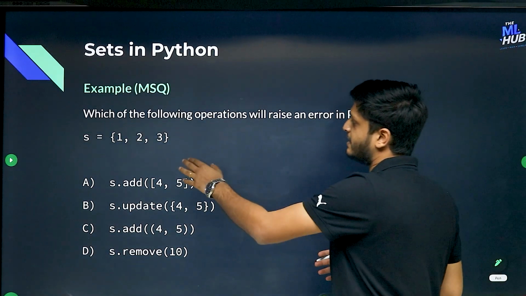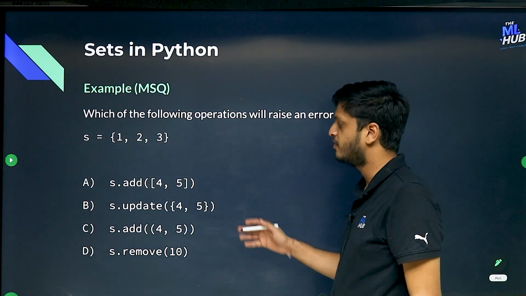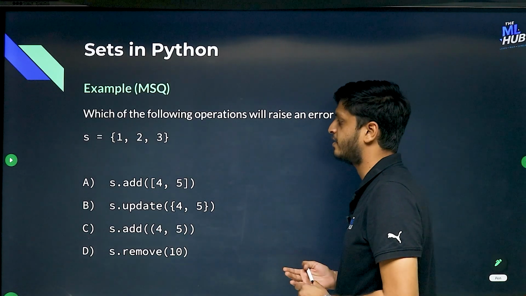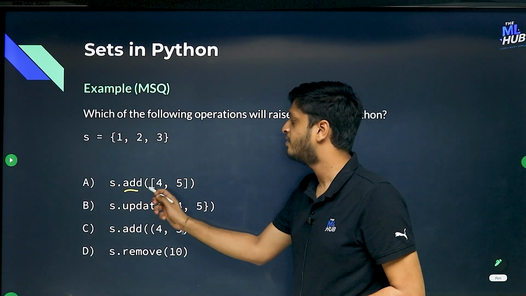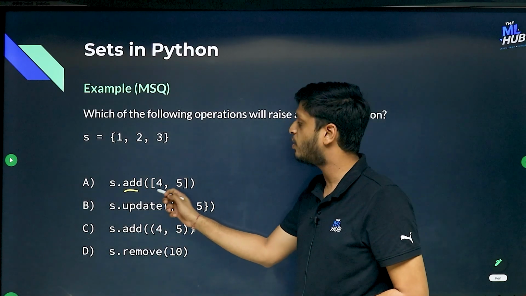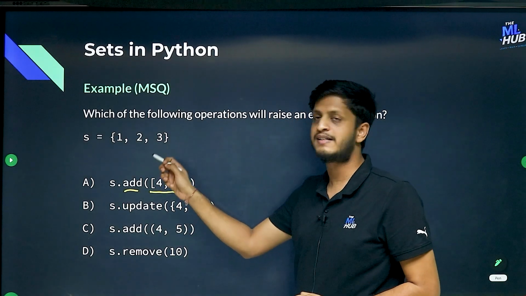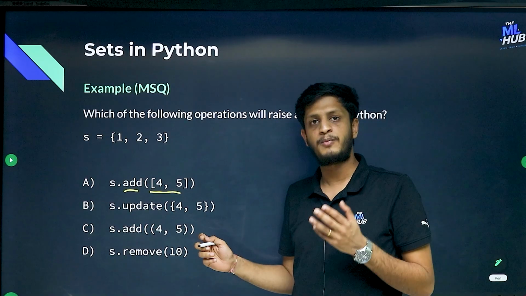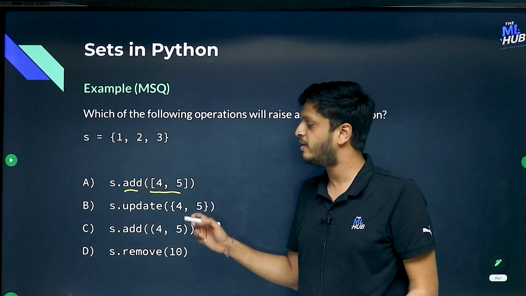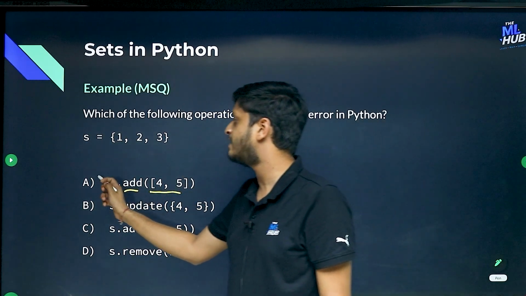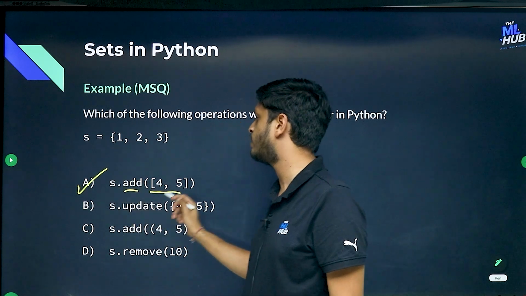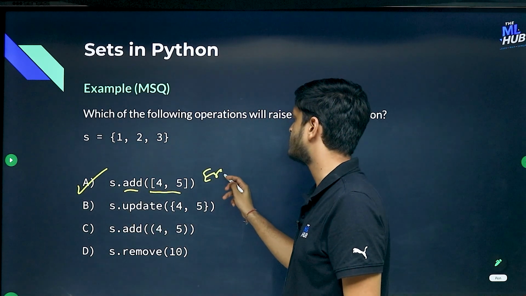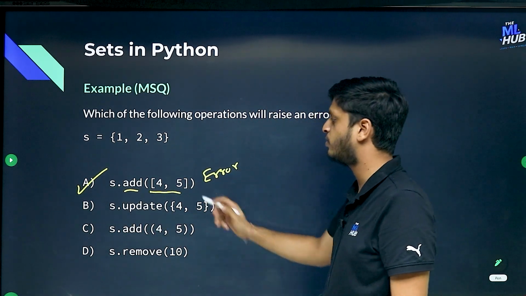Now next question, which of the following operations will raise an error in Python? So let's say there is a set containing elements 1, 2 and 3. Which of these operations will raise an error? S dot add, a list containing 4 and 5. You cannot add a list inside a set because lists are mutable and hence they are unhashable. This will give you an error. The question is asking which of these will give you an error.